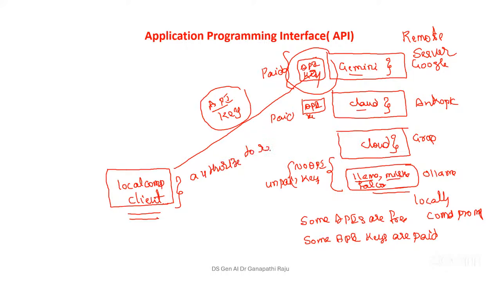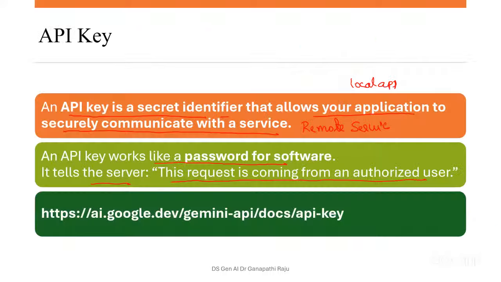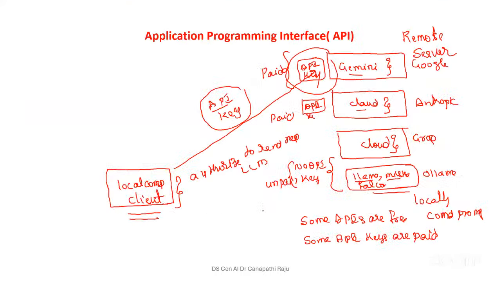to LLMs. I hope everyone understood. The API key will be acting as a password for software, and this will become an authorized query. Now, if you want to work with Gemini models, I will tell you how to create an API key with this link. First of all, I will tell you the procedure.